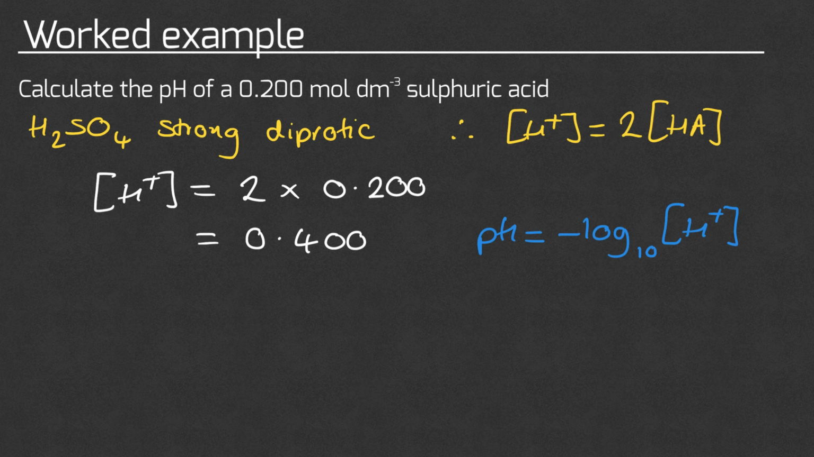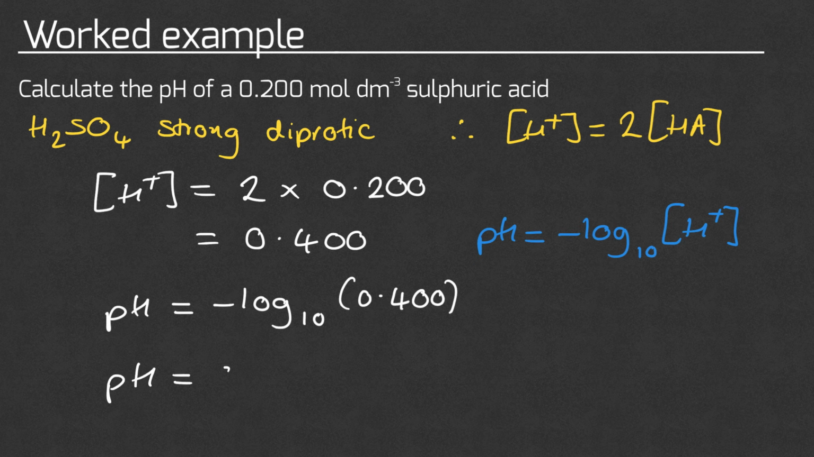So we've now worked out that the concentration of the hydrogen ions is 2 times the concentration of the acid, so 2 times 0.2, to give us a concentration of 0.4. We know that pH equals minus log to the base 10 of the concentration of hydrogen ions, so all we need to do now is sub our concentration of hydrogen ions into that equation. Therefore, pH will equal minus log to the base 10 of 0.4, giving us a final answer of 0.4.